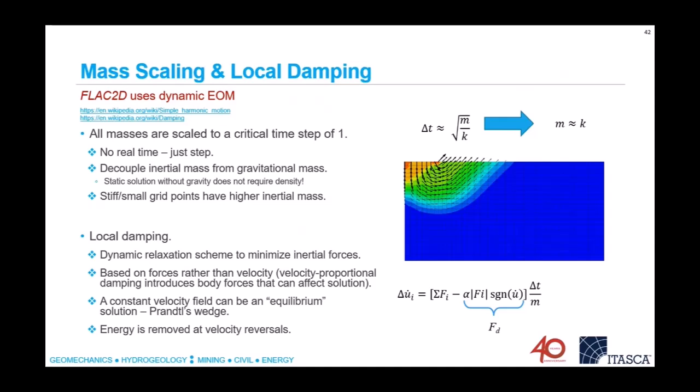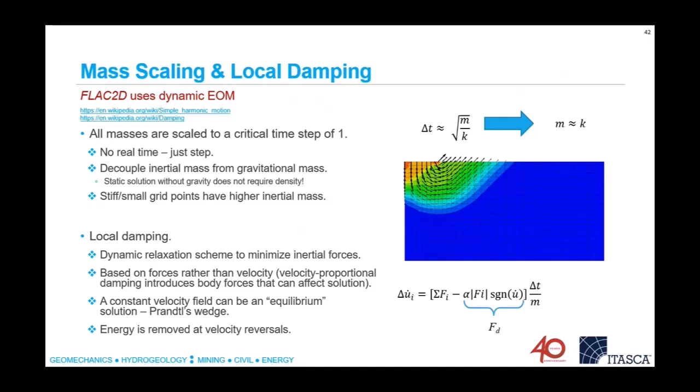In reality, it's a bit more complicated because we actually write this equation in 2D or 3D. But here's one important thing. This mass is the mass of a grid point in our numerical model. In this equation, we call it inertial mass, and it's different from gravitational mass. This inertial mass only affects the dynamic system. So for us, it doesn't have a meaning of true mass in this equation.